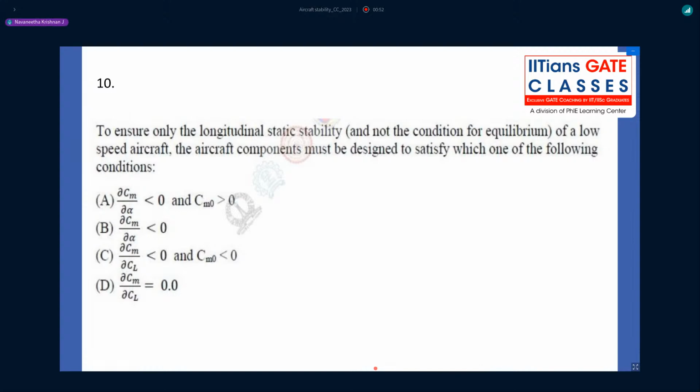Option B, ∂Cm/∂α less than 0. Option C, ∂Cm/∂CL less than 0 and Cm0 not less than 0. Option D, ∂Cm/∂CL less than 0, Cm0 equal to 0.